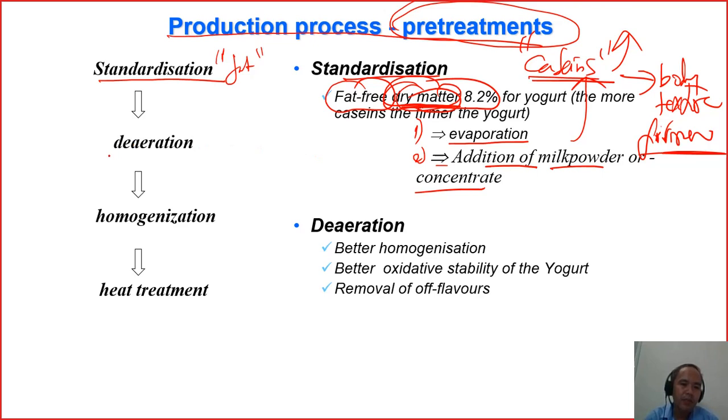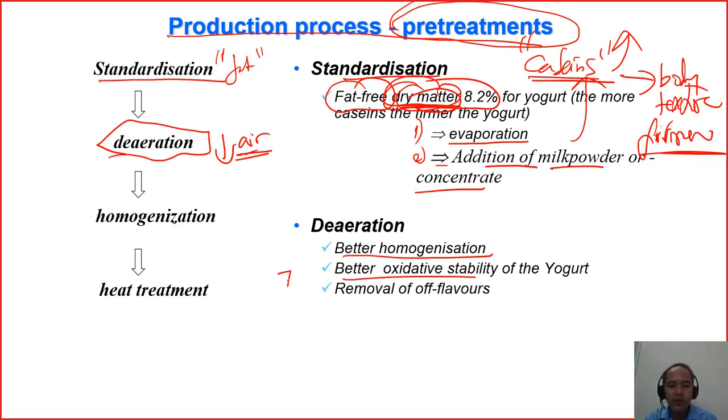Okay, the next step is deaeration. Deaeration is to remove the air in the milk. Milk inside the udder is free of air, but then after collecting from the cow, after transportation, pumping and so on, air will be dissolved in the milk. So we have some percentage of air in the milk, and this is not good in making yogurt. So we have to remove it. Why? We remove it to have a better homogenization in the next step. We remove the air, which means we remove oxygen. When we remove oxygen, we have better oxidative stability of the products. And when we remove the air, we also remove some off flavors, to have a better, more homogeneous flavor of the final products.